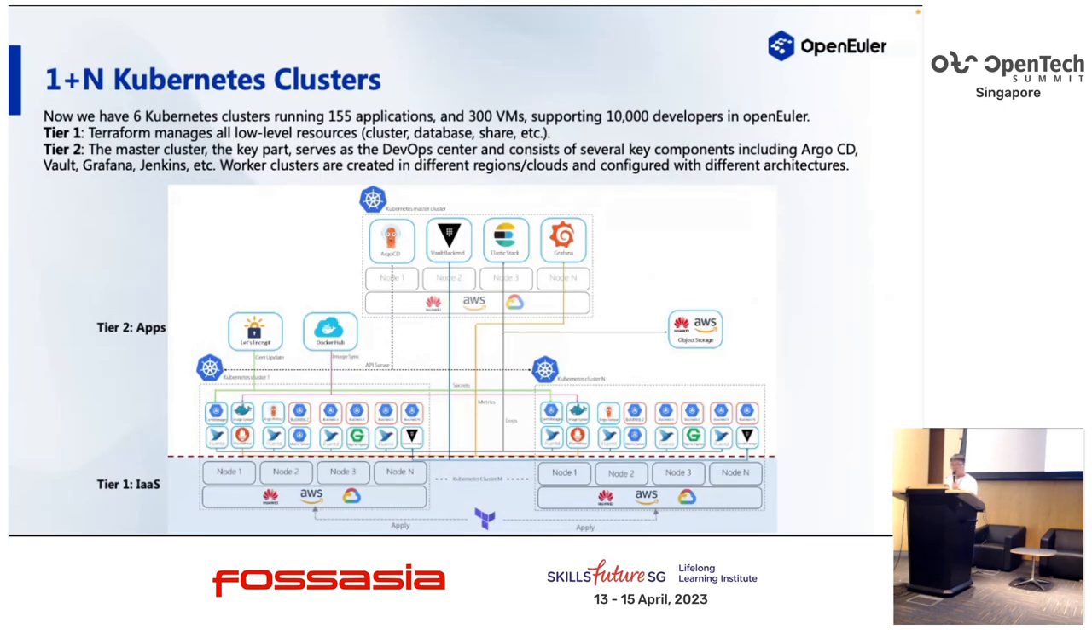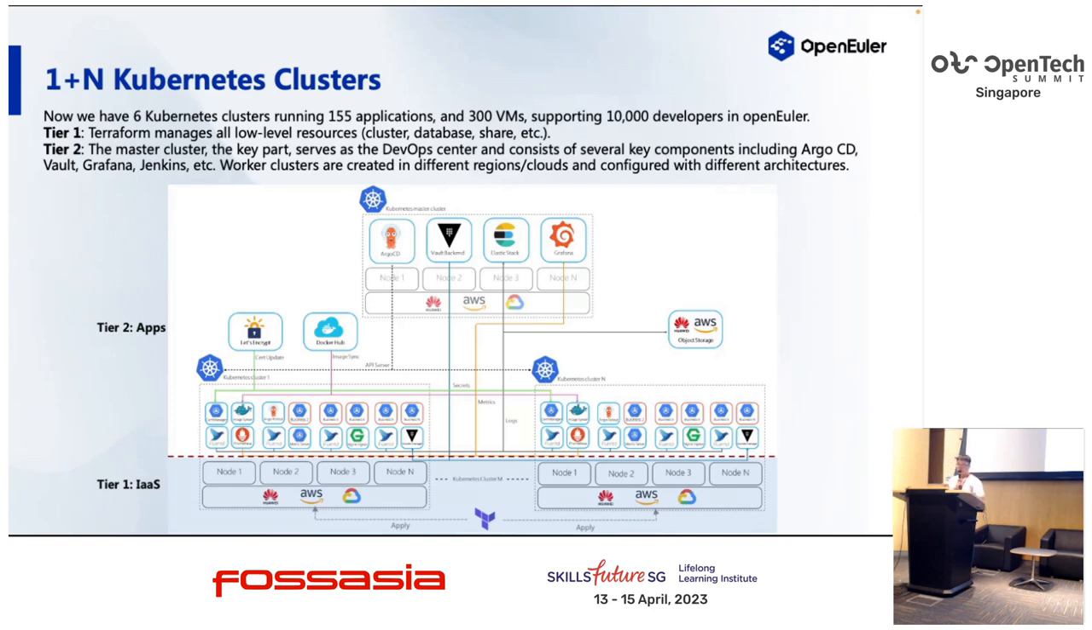For the next part, we will give you an overview of our infrastructure. Actually, there are two tiers in our infrastructure. For tier one, we use Terraform files to centralize and create all of the base IaaS resources, including the VPCs, the VMs, and the CCE clusters. And for the second tier, it's all about the Kubernetes clusters.